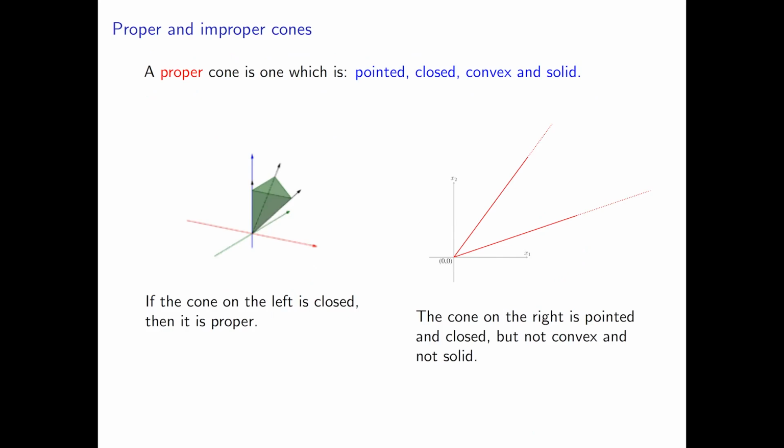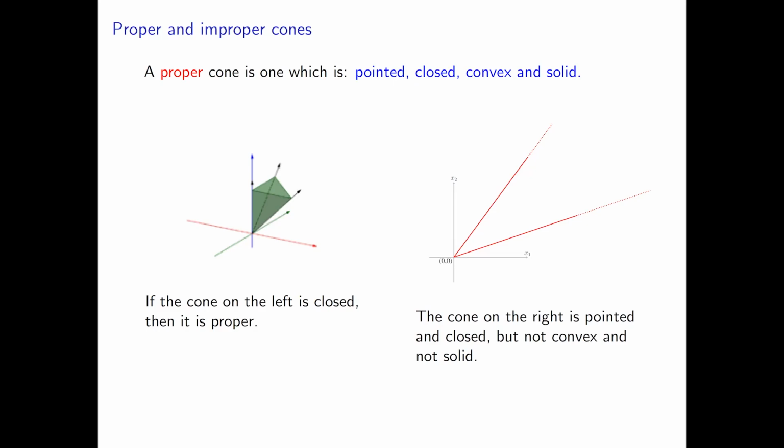That cone is clearly pointed because it doesn't contain any lines. It's also a convex set. And if it happens to be closed, so whether it's closed or not depends on whether the boundaries, so to speak, are in the cone. That's not very apparent from the figure. Then it would be called what's called a proper cone. So a proper cone is one which is pointed, closed, convex, and solid.